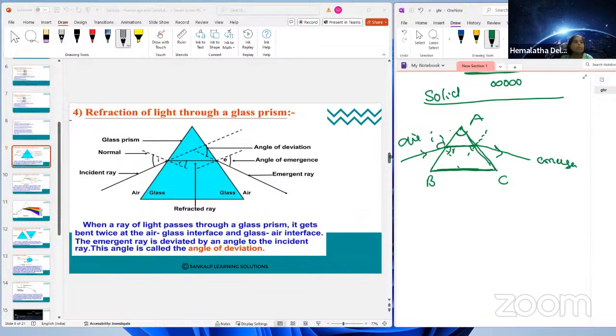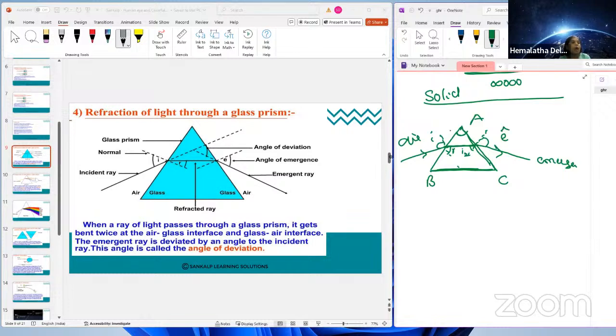This is one more angle of incidence. This is I2 we will call. Now what is the angle? The angle between the emergent ray and this normal is known as the angle of emergence. Angle of emergence, E, you can say.